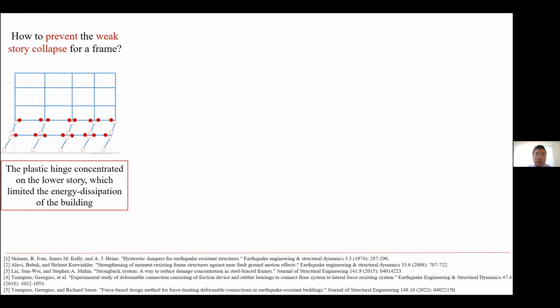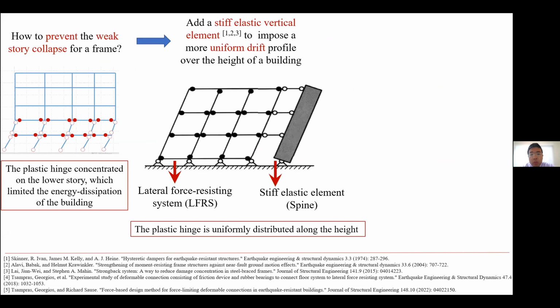So how to prevent the weak story collapse? Because this limits the energy dissipation of the building, some professors propose to add an elastic span into the building to impose a more uniform drift profile over the height of a building. This is typically composed of a lateral force resisting system and a stiff elastic element that will make the plastic hinge more uniformly distributed along the height. But because the span remains elastic, the higher mode response will be bigger.